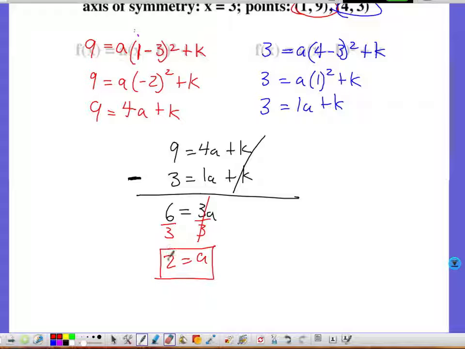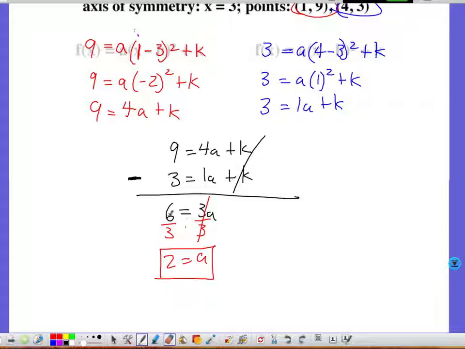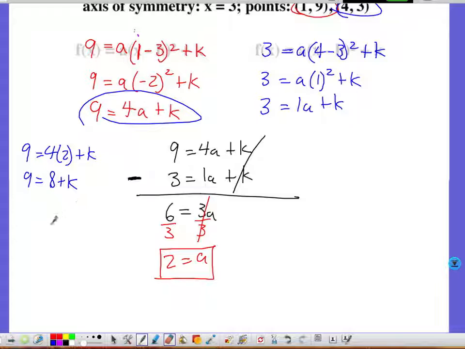What we can do now is take any of these two equations and plug it in here for a, or we can plug it in here. It doesn't matter which one you use, you'll get the same answer. So let's actually do both of them. So if I take this equation, I get 9 is equal to 4, I'm going to plug in 2 in for a, plus k. So I get 9 is equal to 8 plus k. 4 times 2 is 8. To solve for k, I need to subtract both sides by 8, and I get 1 is equal to k. There we go, that's the answer.